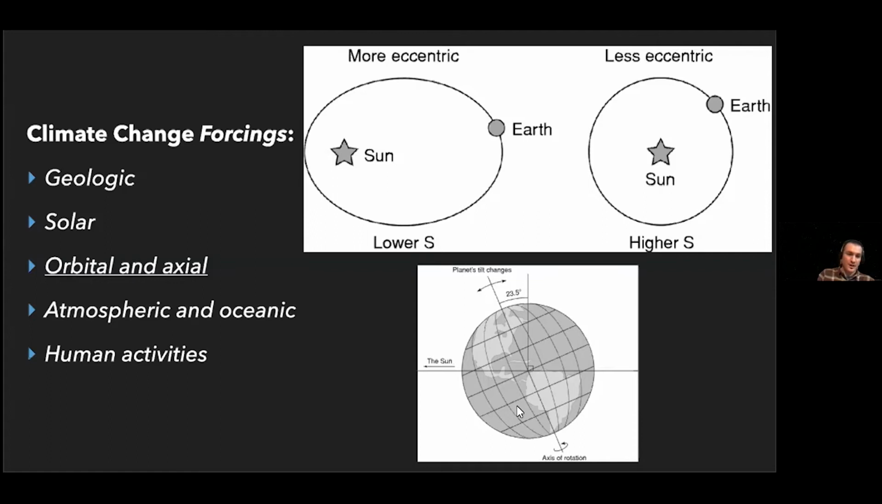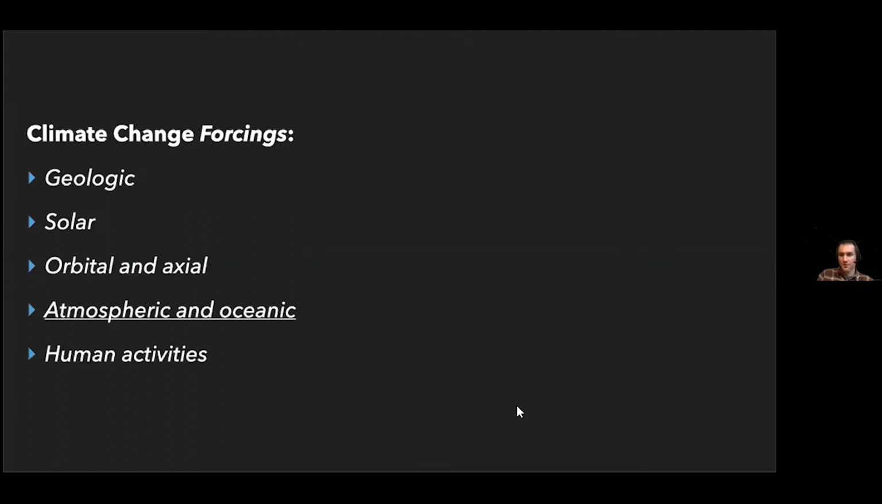We also have cycles that occur internally within Earth's land and ocean system, both atmospheric and oceanic cycles. These are largely responsible for Earth's climate variability from year to year. In some cases, it's from decade to decade. And in many cases, we don't necessarily think of that as climate change. It's more related to climate variability.